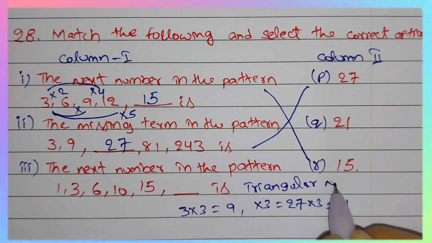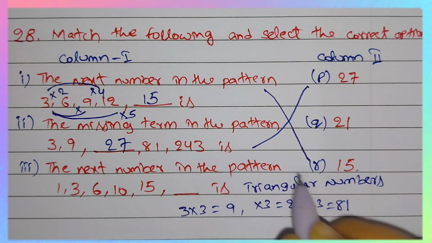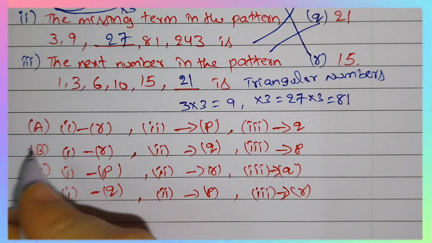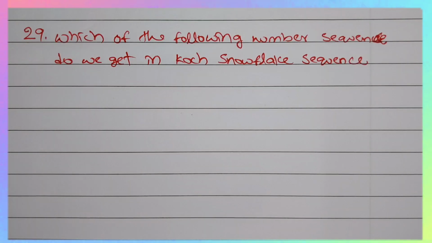The third one, the next number in the pattern 1, 3, 6, 10, 15, dash. These are triangular numbers. Next number we will get 21. The option A is correct.